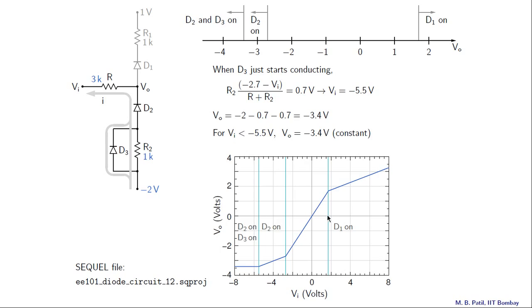Here is the complete picture. In this region, that is VI greater than 1.7 volts, D1 is on. In this region, that is VI between minus 2.7 and 1.7 volts, no diode is conducting, and we have VO equal to VI. In this region, that is between minus 5.5 volts and minus 2.7 volts, D2 is on, D3 is not on, and finally in this region both D2 and D3 are on. And this is the region that we were just discussing. For VI less than minus 5.5 volts, VO is minus 3.4 volts and it is constant, that is minus 3.4 volts.